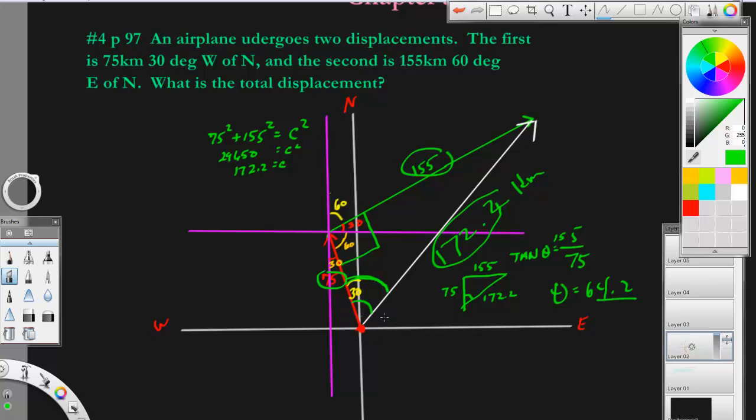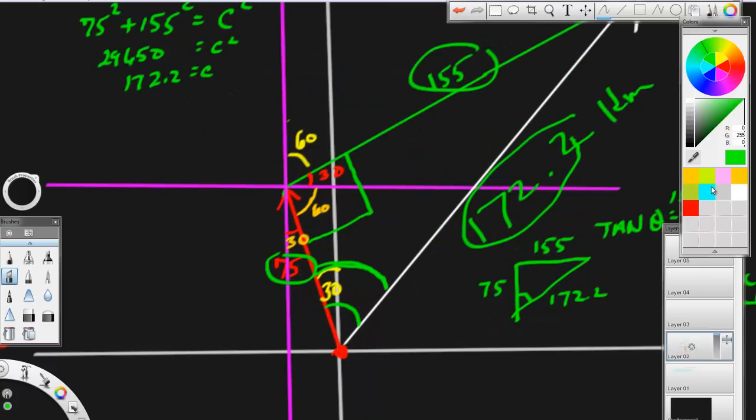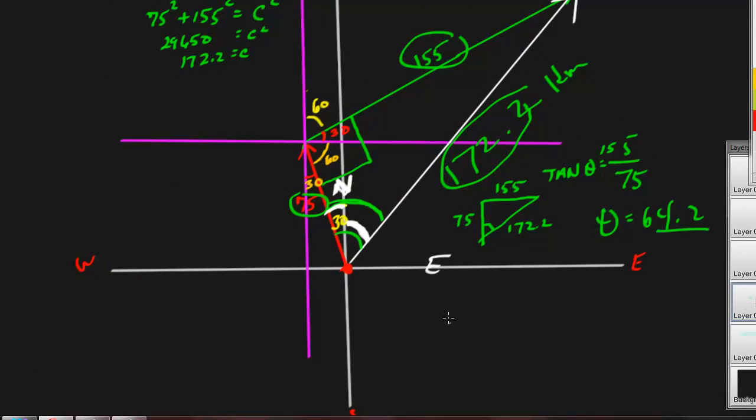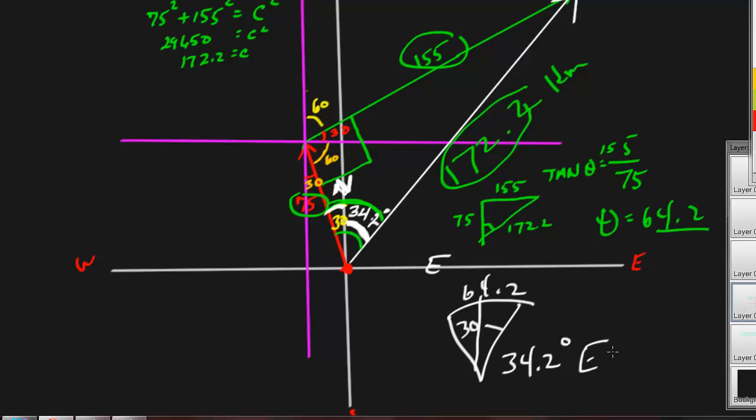But what they're going to do in the book is not give you that angle, because that's an angle that you can't compare to a compass. This is north right here, and this is east. So what you want is this angle here, because this whole thing we just saw was 64.2. So this part right here is 30. You have an angle here that's 30, and the whole thing is 64.2. So this side is the leftover piece, and that's 34.2 degrees. So this is 34.2. And this is our mystery angle that we need, and that would be 34.2 degrees east of north.